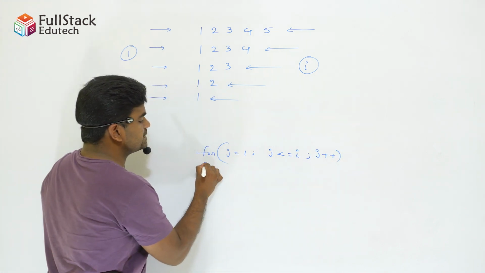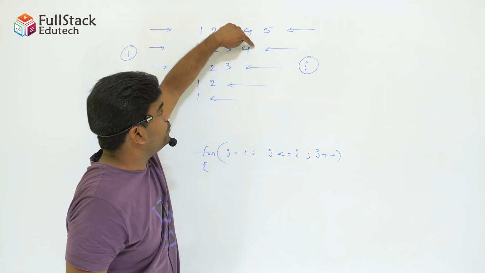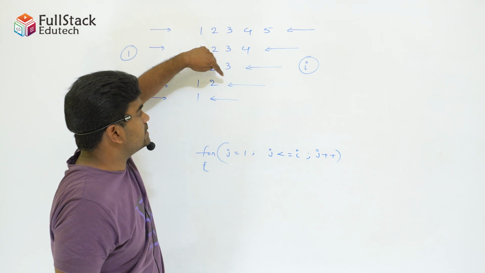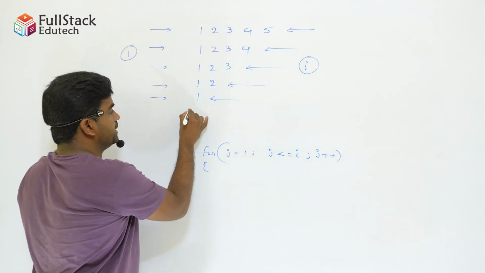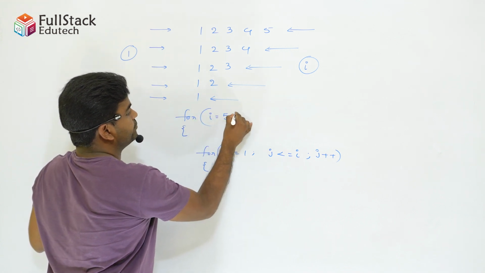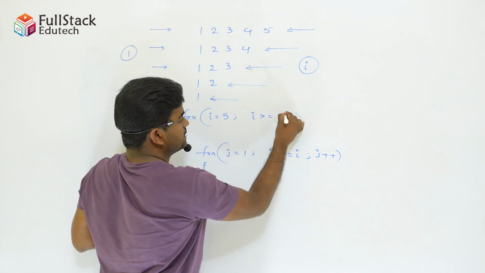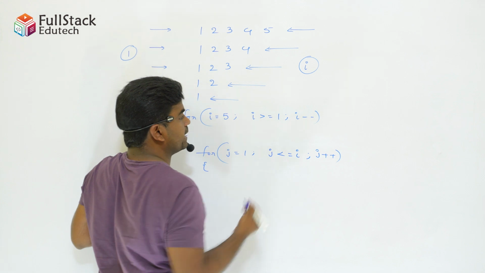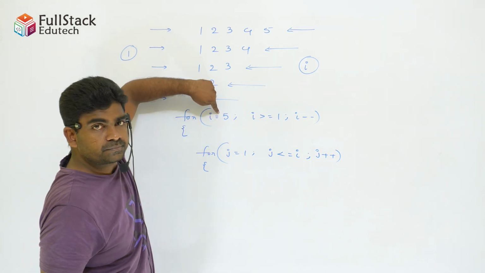But sir, what is I? The I value is first 5, next 4, next 3, next 2, next 1. That you have to write in the outer loop. The I value starting with 5 is gradually decreasing up to 1, so I minus minus.